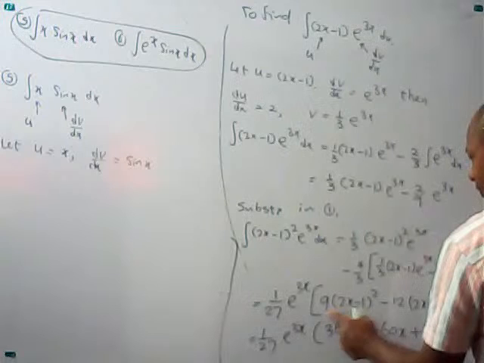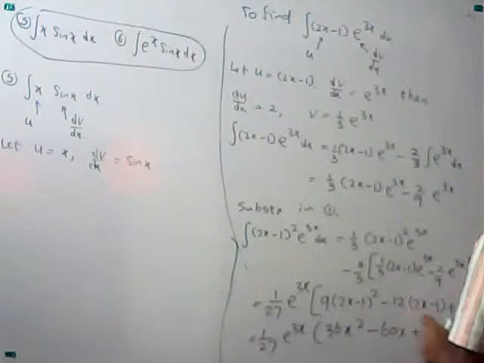Here comes minus 36x. Here comes minus 36x minus 24x.